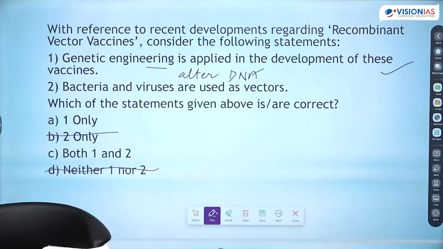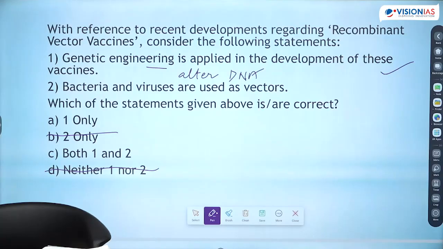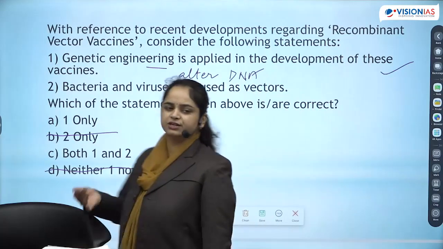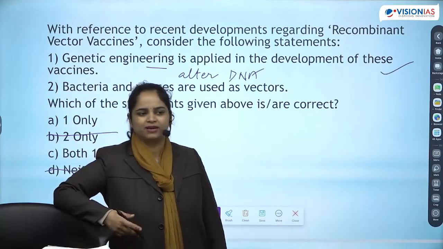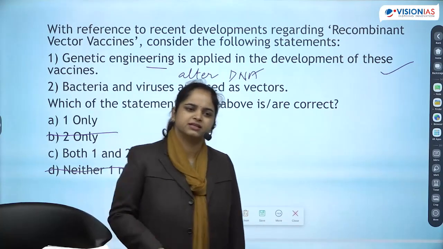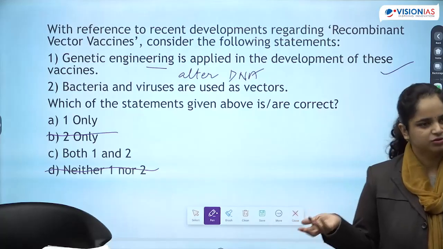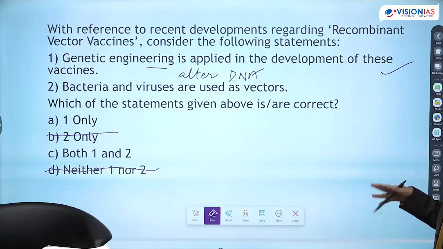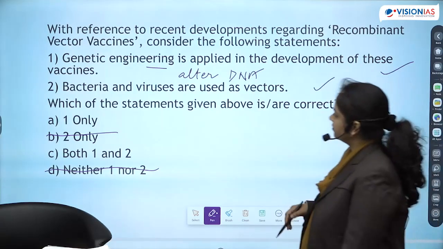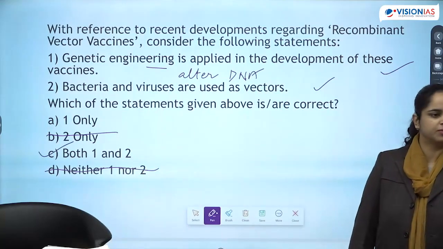The second one is bacteria and viruses are used as vectors. So yes, bacteria and viruses both can be used as vectors. They are the ideal vectors because it's easier for us to grow them in the lab and to manipulate them. And for recombinant technology, we've seen examples of both. We used a bacteria while we were producing insulin, growth hormone, right? Similarly, we can use it for other such recombinant applications, and Covishield में हमने virus use किया था. So both of these are possible, and the answer would be C, both 1 and 2.